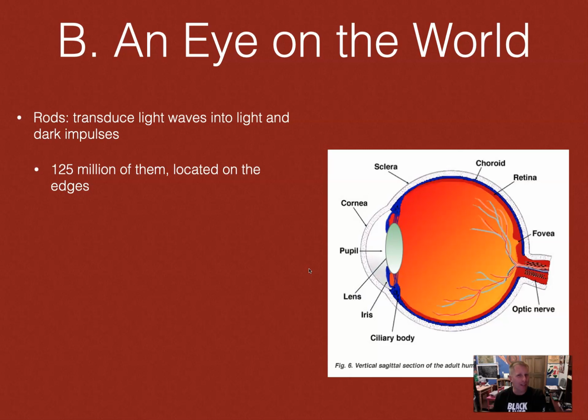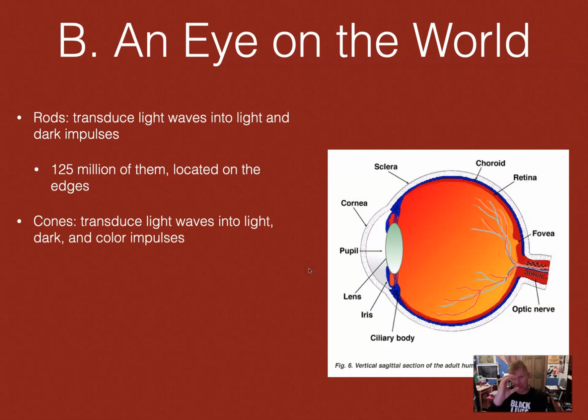You're not aware that it's black and white because as soon as you look at it and move your eyes towards what you saw, it turns to color. Because the cones see color. Cones and color start with C. They transduce light waves into light, dark, and color impulses. You only have 7 to 8 million of them, and they're located in the center of the fovea, which is pretty cool that you can see millions of colors.